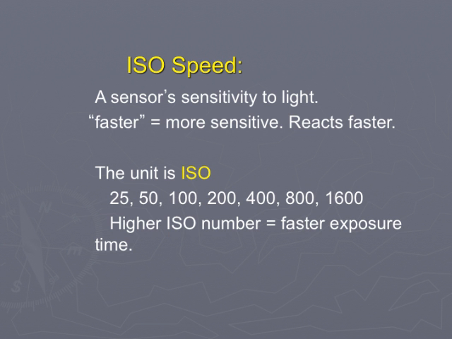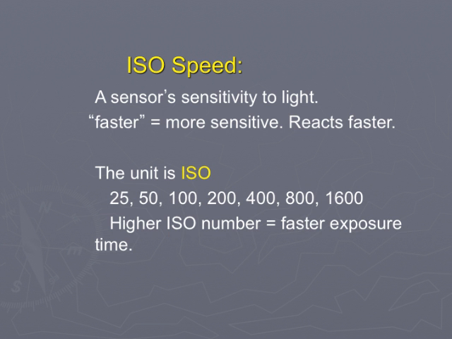So ISO speed refers to the sensor's sensitivity to light. The higher the number, the more sensitive it is to light, and we'll be able to record the same image with less light falling on it. For example, if you're shooting pictures in low light conditions, like in a basketball gym, a higher ISO will help you use faster shutter speeds for taking pictures.